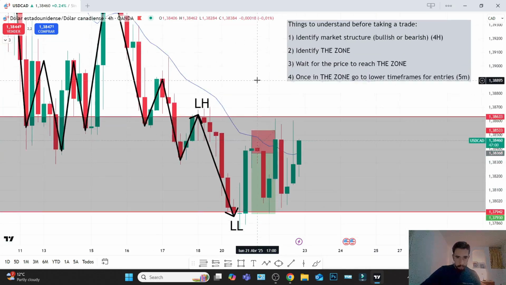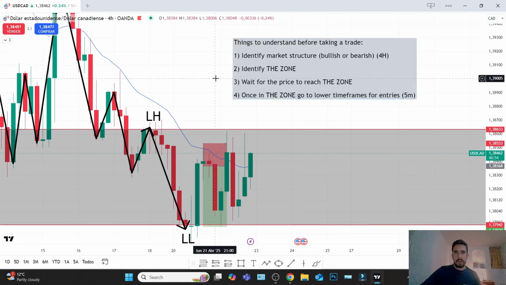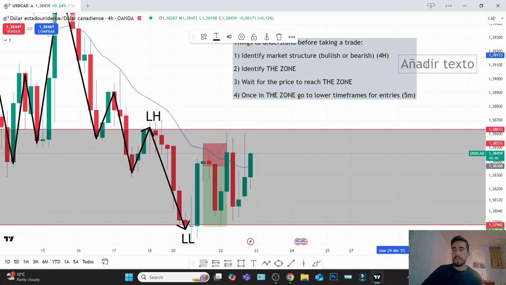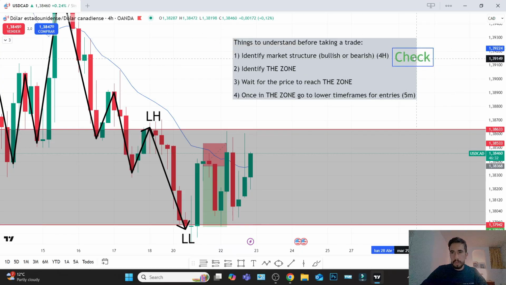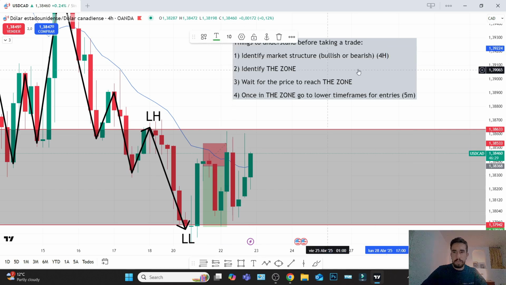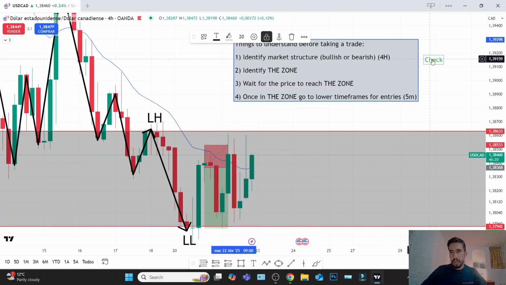So the first thing that we're looking for is to identify the market structure. We already did it, so let's put a tick. This is the kind of thing that you need to do. Let's put it in green. Okay, so it's like a checklist.